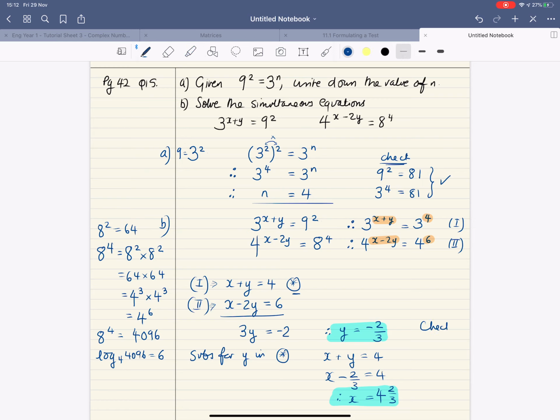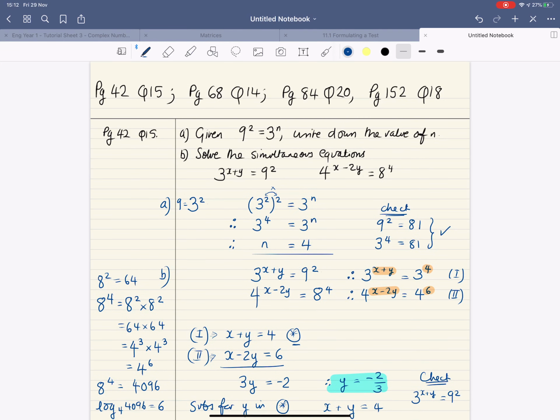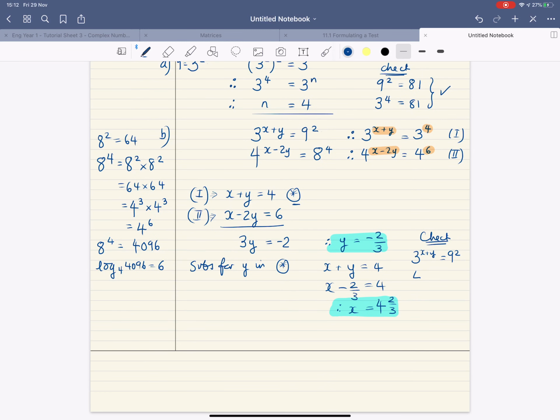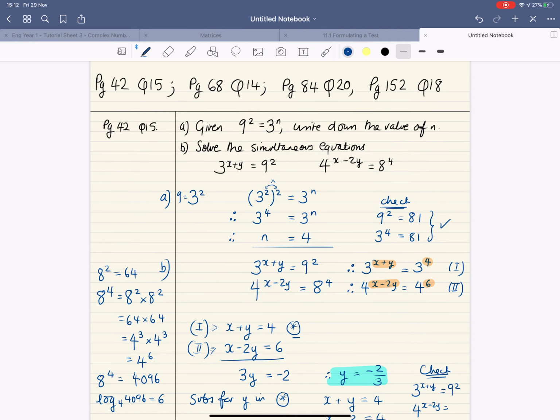Right, so the check: 3 to the power x plus y has to be 9 squared. That was that first equation up there, look. And also 4 to the power x minus 2y has to be equal to 8 to the power 4.